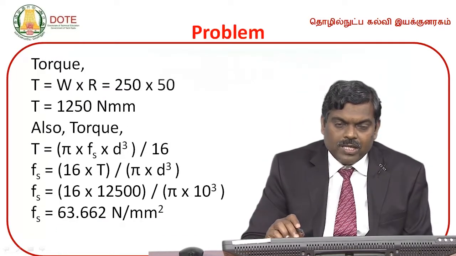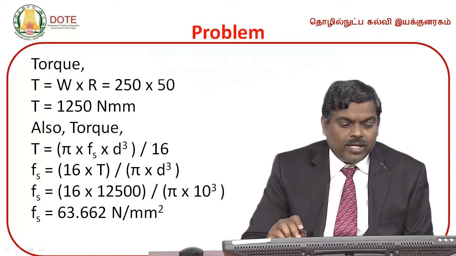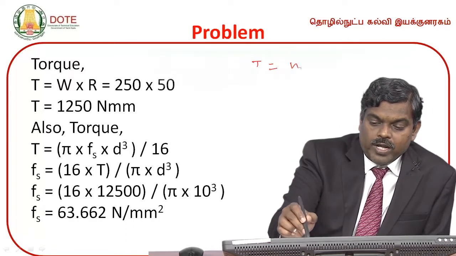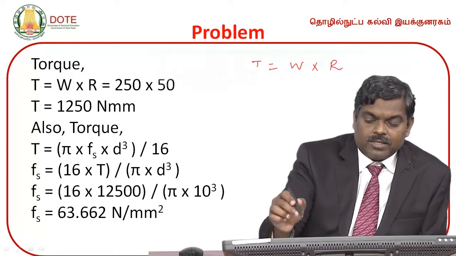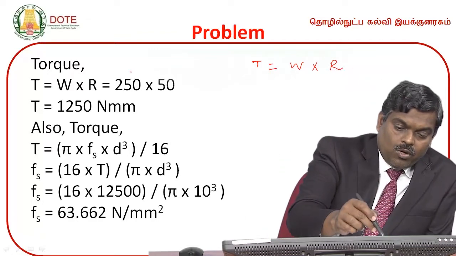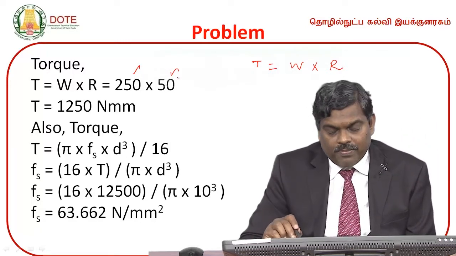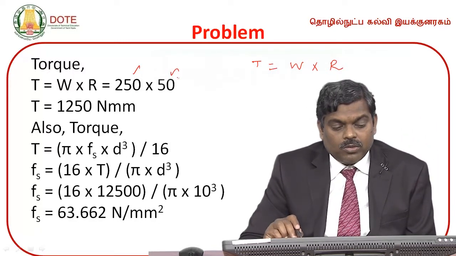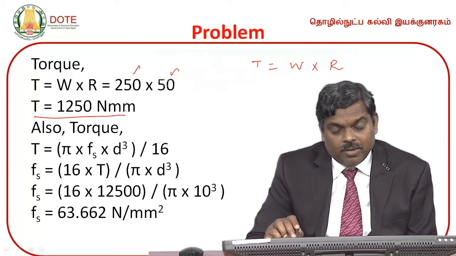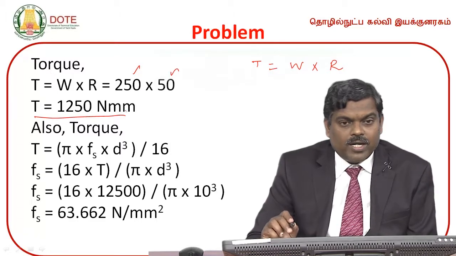Now we are going to the next part. What do we need to find? Maximum shear stress. We know that torque is equal to load into perpendicular distance. What is the load? 250 Newton. Perpendicular distance is going to be 50 mm. So the torque T is given by 1250 Newton mm.